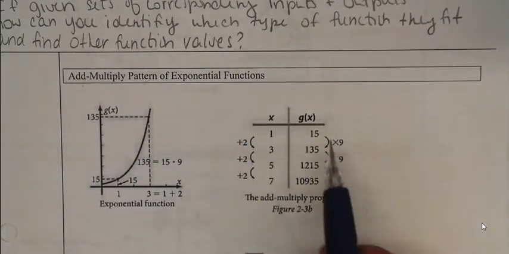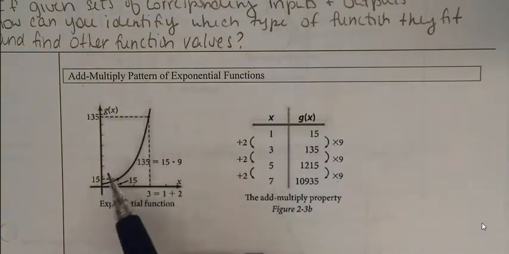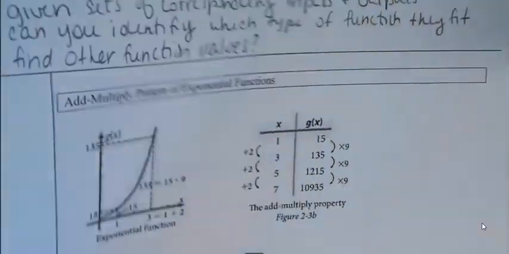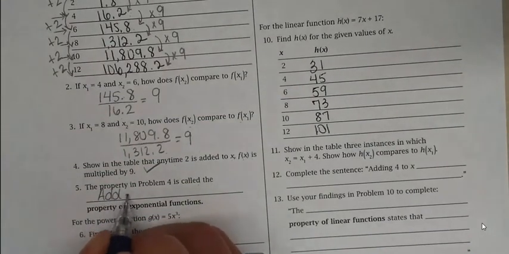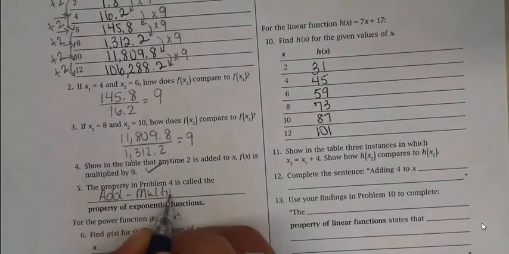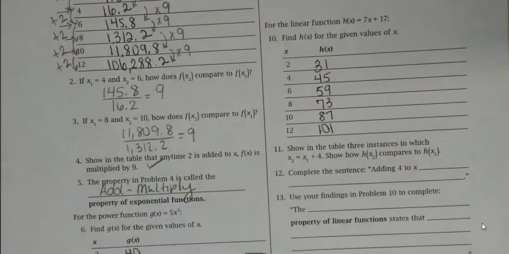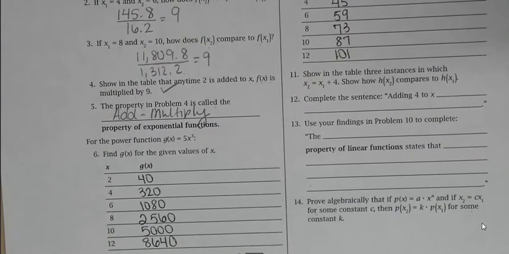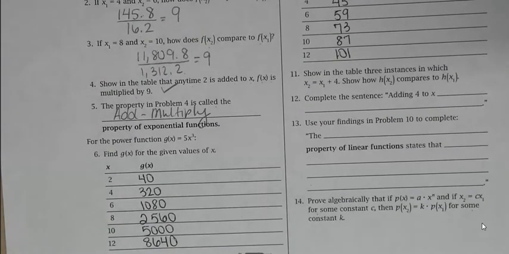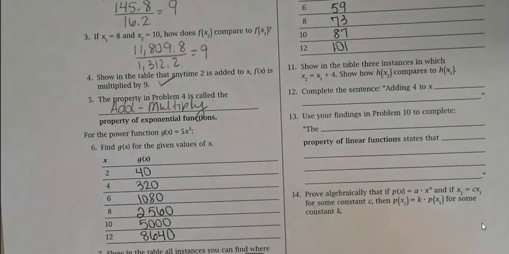And in fact, if I were to graph it, it would look like this. So that is called the add multiply property of exponential functions. All right, so now we're going to do a similar thing with power functions. Let's see if we can figure out what the property is. What is the pattern?